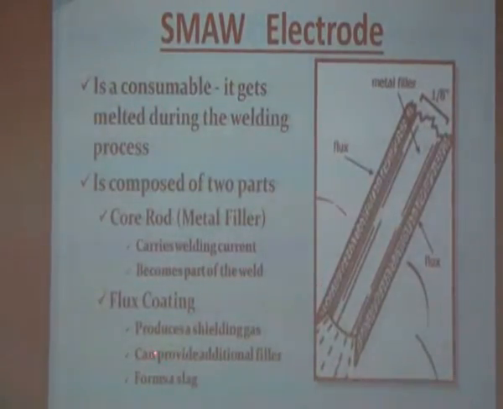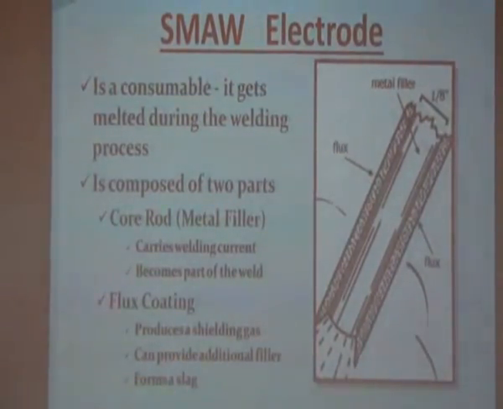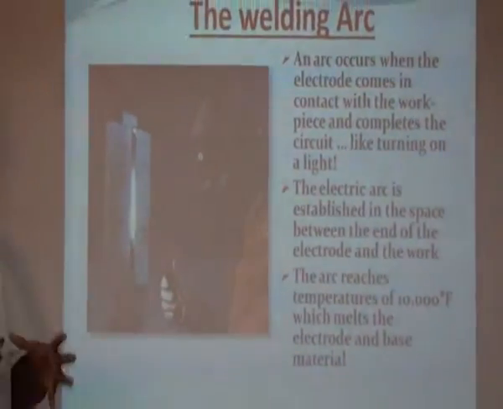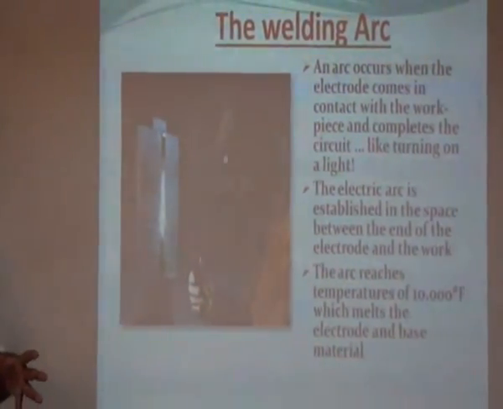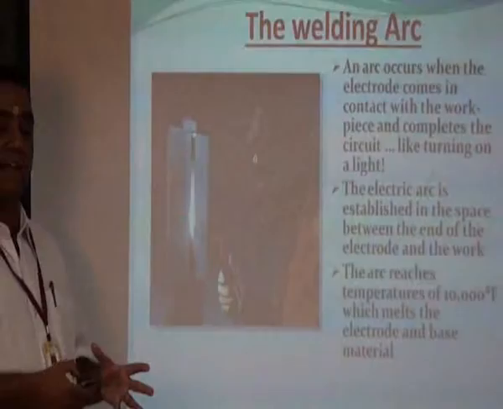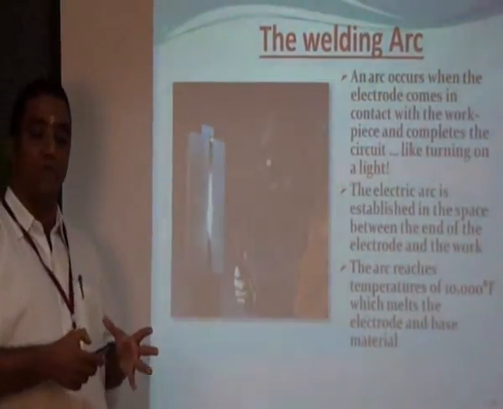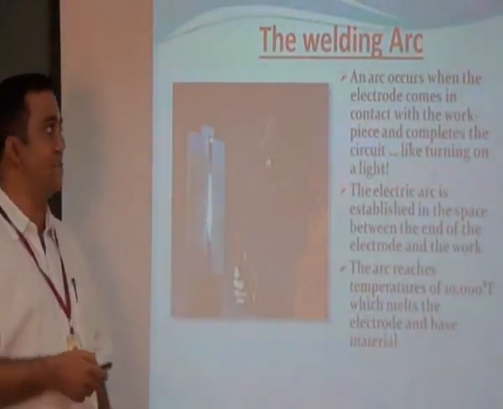And the flux coating produces shielding gas and can provide additional filler, and it forms what is called slag. Slag is nothing but a chemical compound that is obtained out of the gas metal reactions.